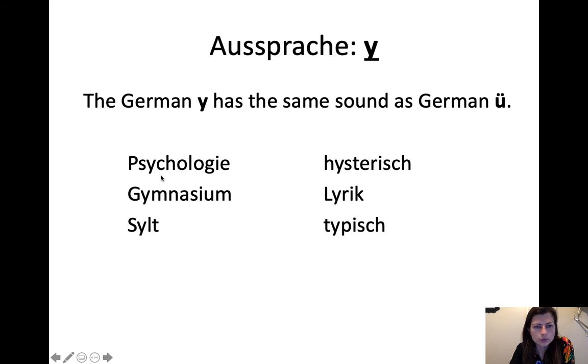So Psychologie, you have to pronounce the P as well. Psychologie, Gymnasium. Okay, let's go slower so you can repeat. Psychologie, Gymnasium, Sylt, hysterisch, Lyrik, typisch. Yeah, so just imagine the Ü in there.